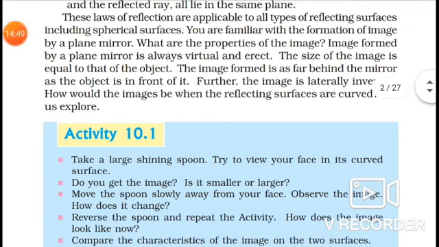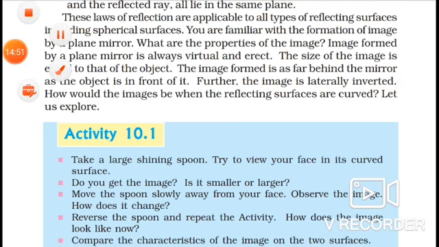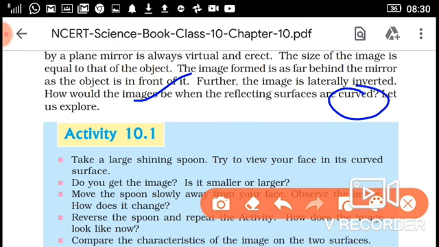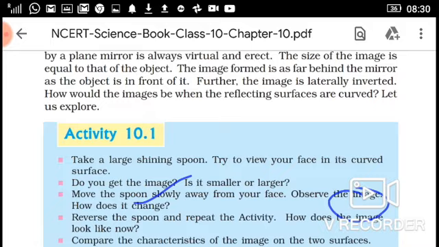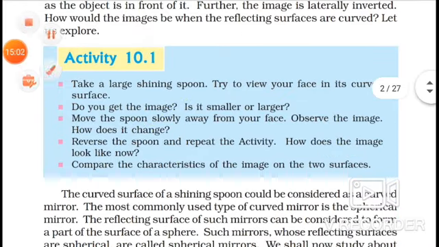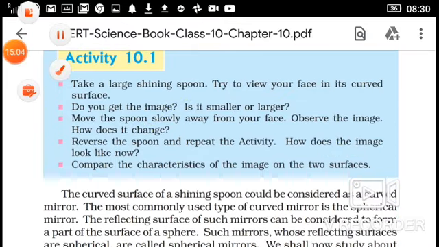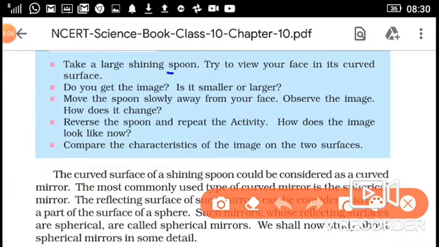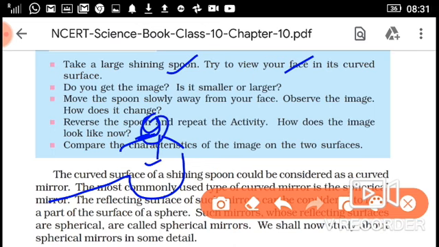Now further, how would images be when the reflecting surfaces are curved? For a curved surface, how will the image be? Let us explore. Take a large shining spoon. You can do this activity because I think you all have a spoon at your home. You just take a spoon like this. Try to view your face in its curved surface. You see here. Do you get the image?